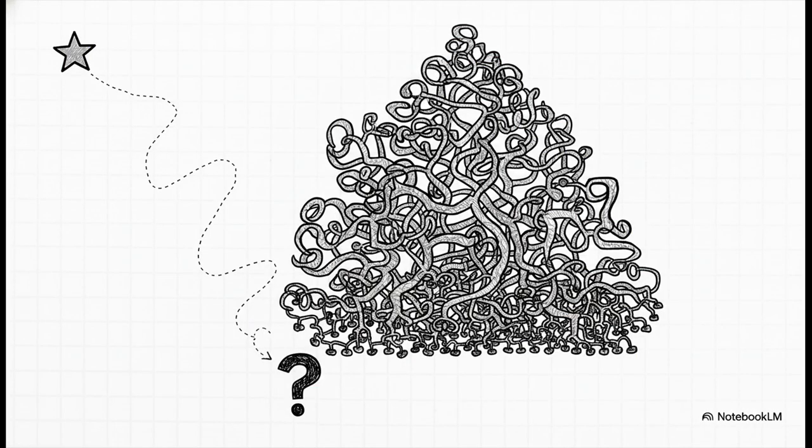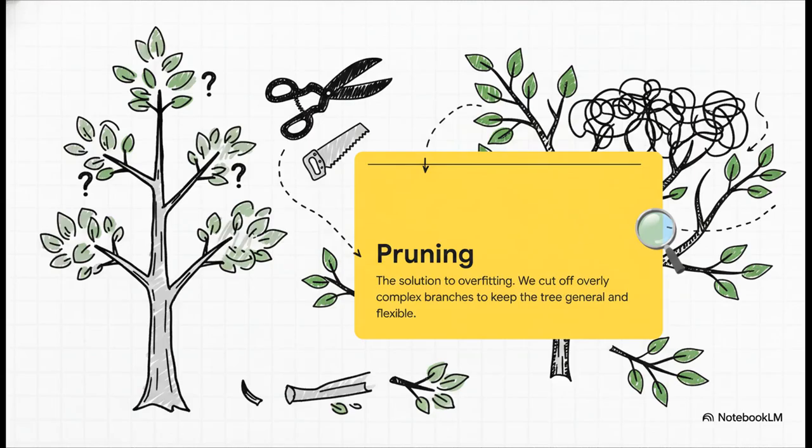It means the tree has created way too many branches with these super specific, nitpicky questions. It has literally memorized the data it was trained on. So the moment it sees something new, something that doesn't fit its hyper-specific little rules, it just gets confused and makes the wrong call. So how do we fix this?